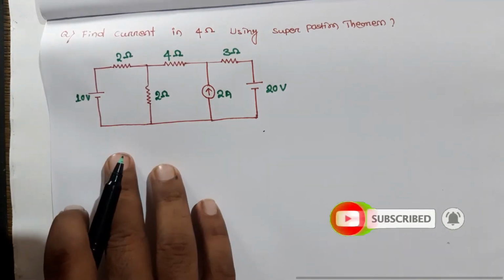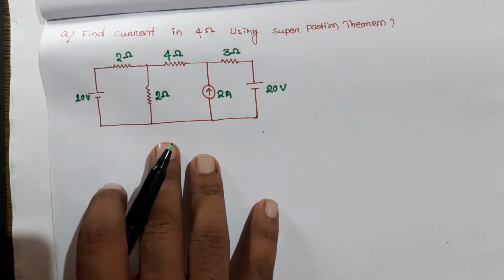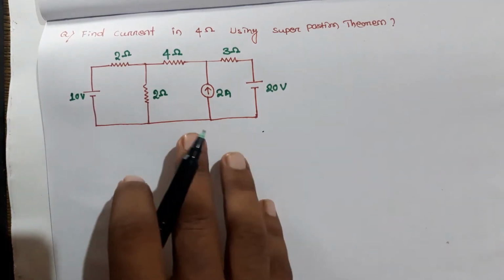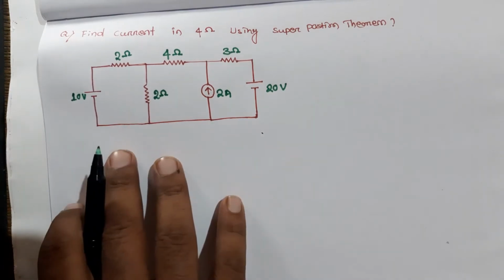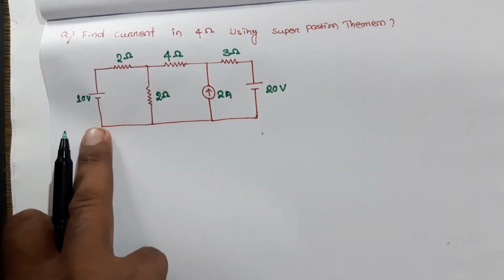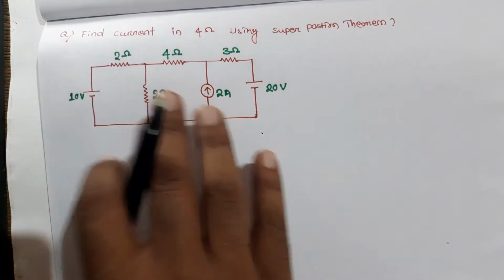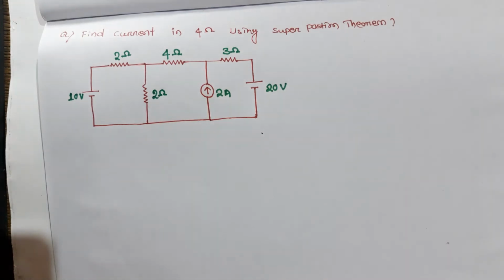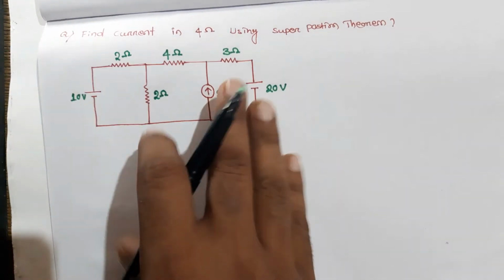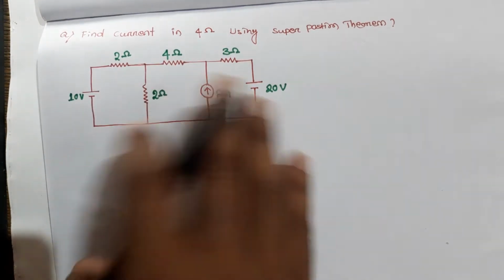For the superposition theorem we know that it is the algebraic sum of individual responses. Individual response means one source is active and all other sources are deactivated. Then find this current, and likewise for the other sources, and finally we take the algebraic sum of the individual responses.